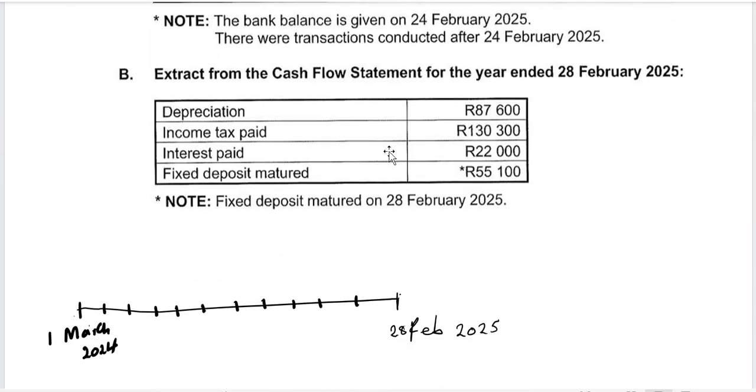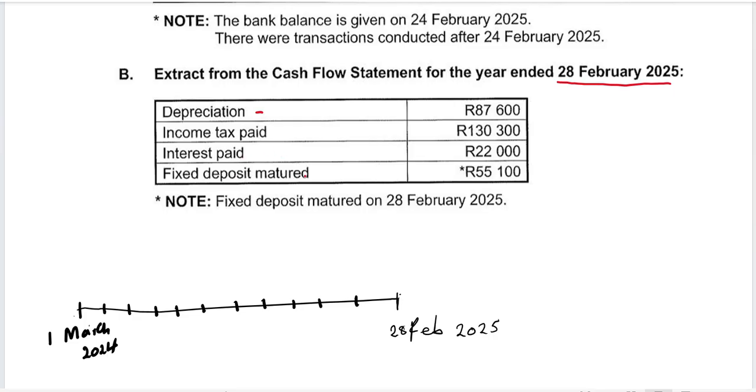Then they say extract from what? From the cash flow statement for the year ended on 28 February. For the year ended on 28 February, we have a what? Depreciation. This affects the statement of profit or loss. And then we have income tax paid. It doesn't affect our statement of financial position. Interest paid, which doesn't affect our financial position.